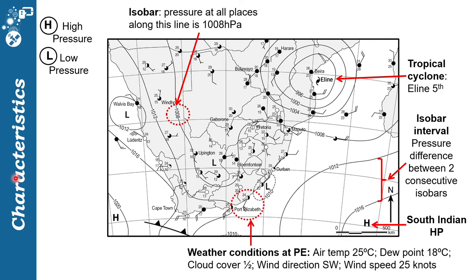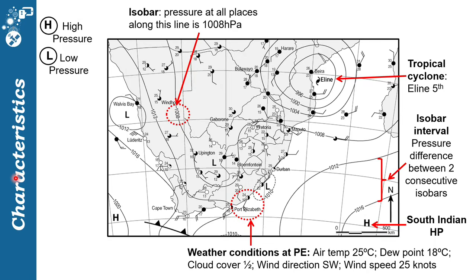Then, also characteristic of a South African synoptic weather map is the weather conditions at any weather station. In this case, we are looking at Port Elizabeth, so in other words, any weather station. And we can see at Gqeberha, Port Elizabeth or Gqeberha as we know it, the air temperature is 25 degrees Celsius, the dew point temperature is 18 degrees Celsius, the cloud cover is a half, wind direction is coming from the southwest and blowing at a speed of 25 knots.